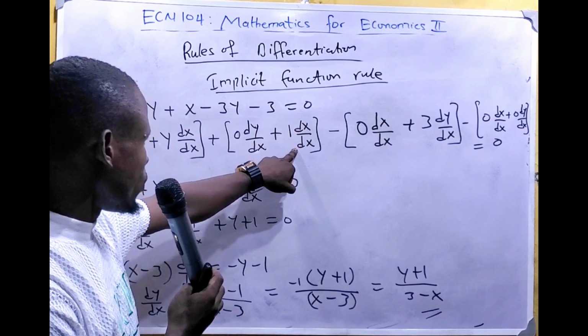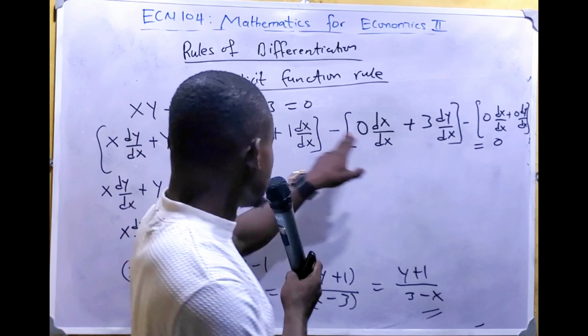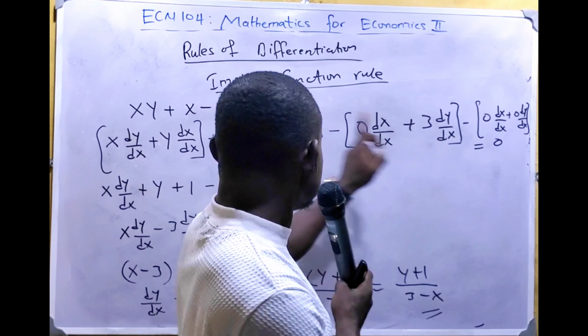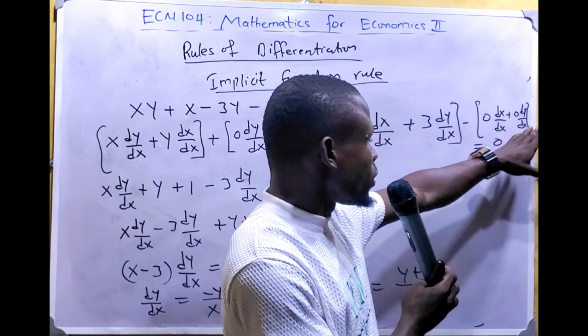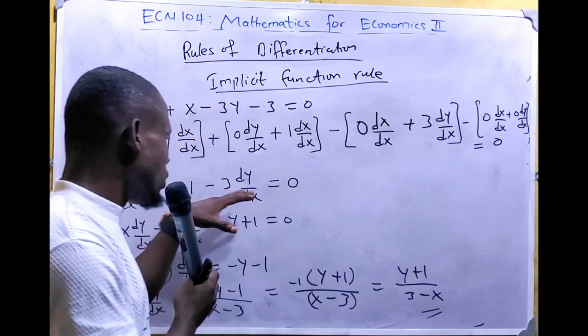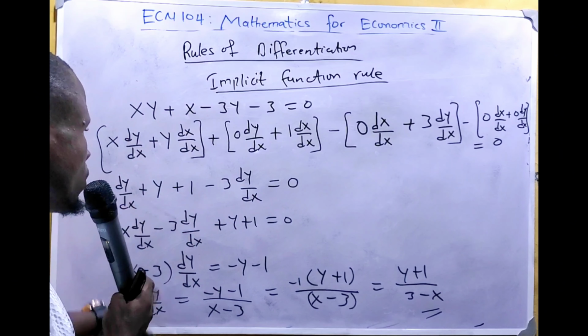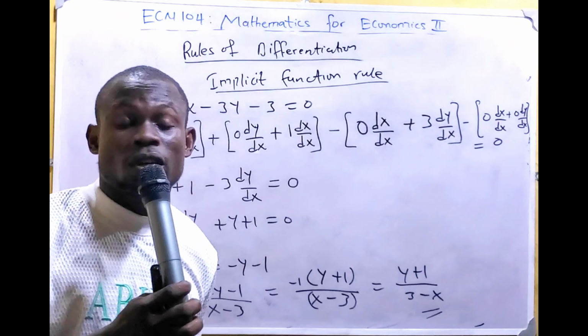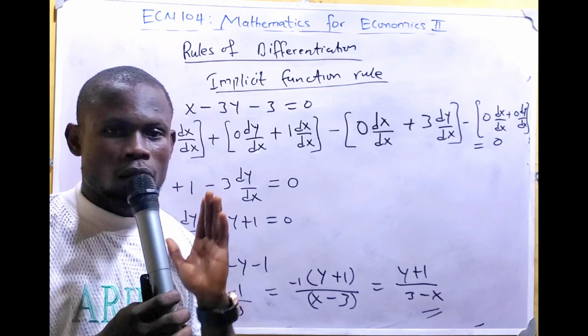This again with respect to x. Come here, this with respect to x. This again with respect to y. Come here, this with respect to x. This again with respect to y. Whatever you get, solve for dy dx by collecting the like terms. That's how you find the derivative of an implicit function.